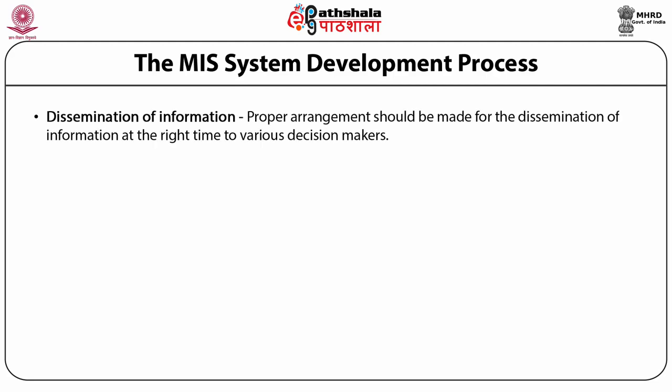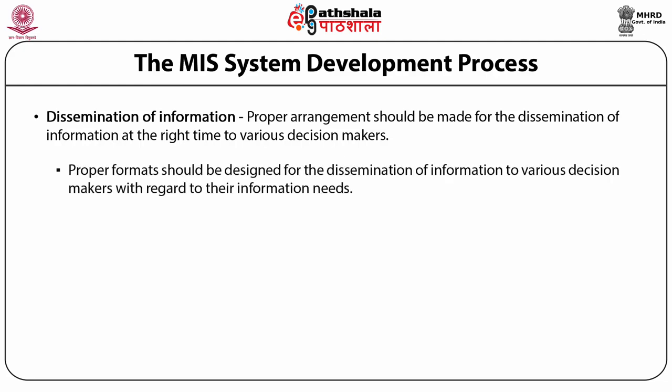Dissemination of information. Proper arrangement should be made for the dissemination of information at the right time to various decision makers. Any delay in this regard can only be a hindrance to business decision making. It is essential to segregate who is entitled to access what kind of information in an organization. Proper formats should be designed for the dissemination of information to various decision makers with regard to their information needs.